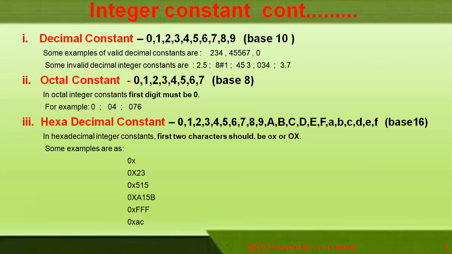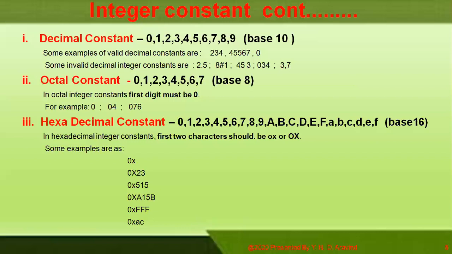A decimal integer value is specified as a direct integer value, that is from 0 to 9, that is 0, 1, 2, 3, 4, 5, 6, 7, 8, 9. So they are called base 10 numbers. And some of the valid decimal constants are 234, 455, 67, 0.